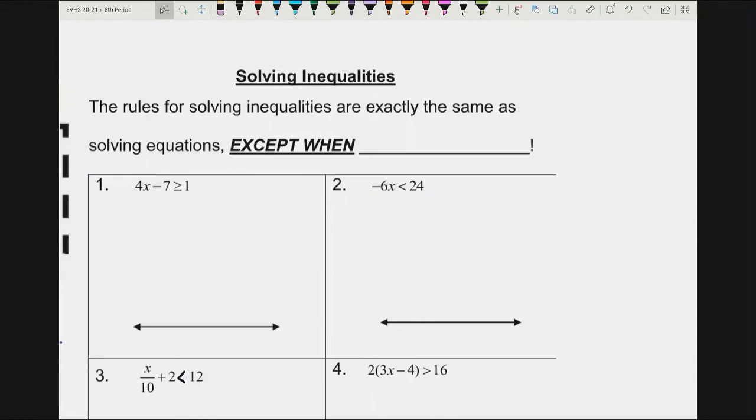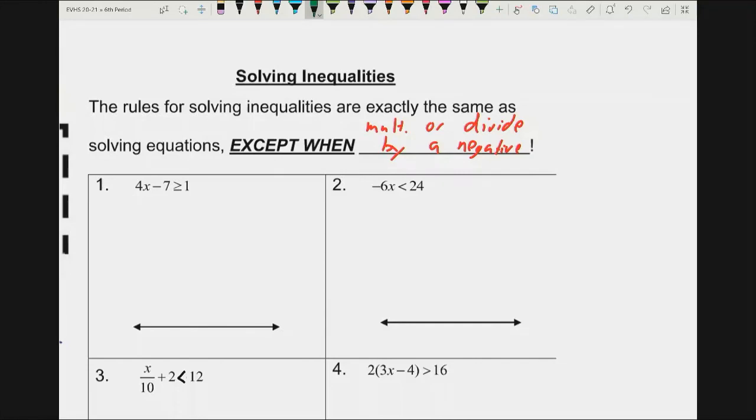All right. Rules for solving inequalities are the exact same as solving equations, except when you multiply or divide by a negative. Okay. So let's go through here.